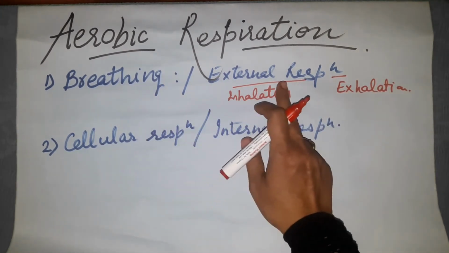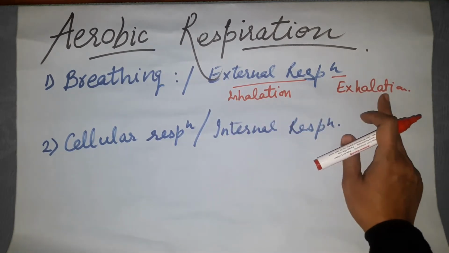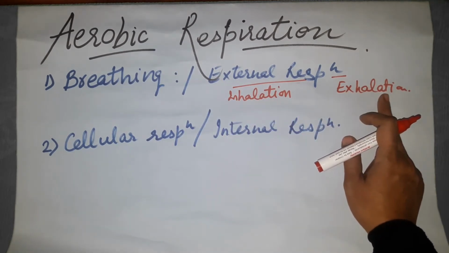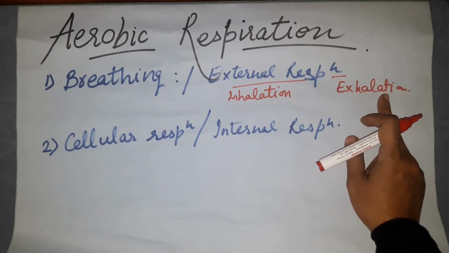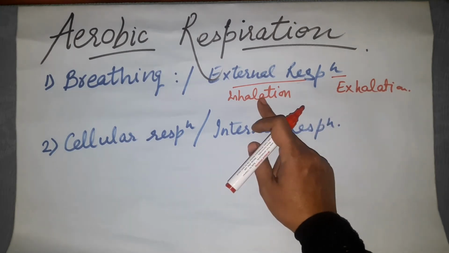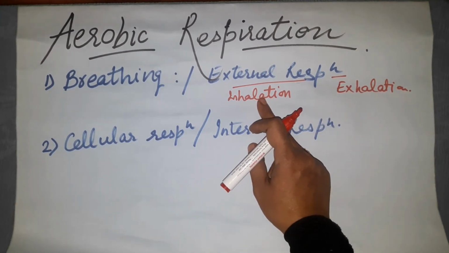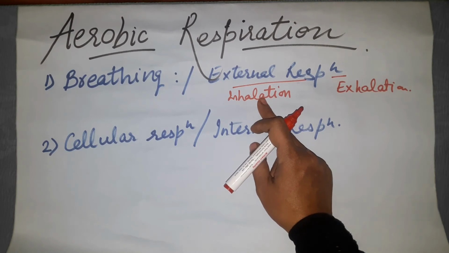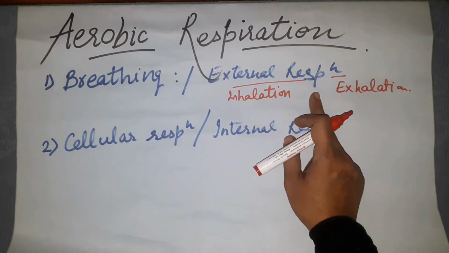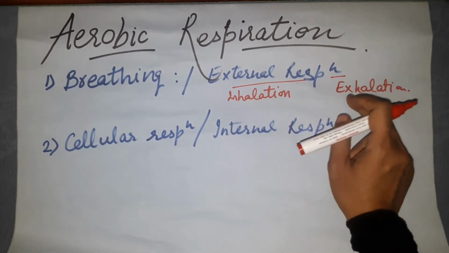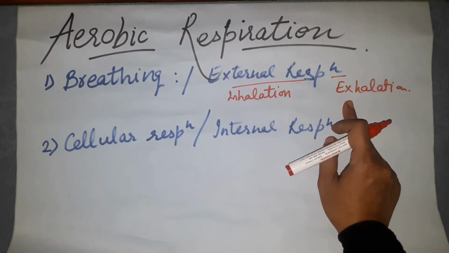So breathing requires the inhalation and exhalation process, in which air is breathed in and out of the lungs. Apart from that, animals have a transport system: the blood will circulate and carry the oxygen and the carbon dioxide, and there will be the exchange of respiratory gases between the air and the cells inside the lungs.